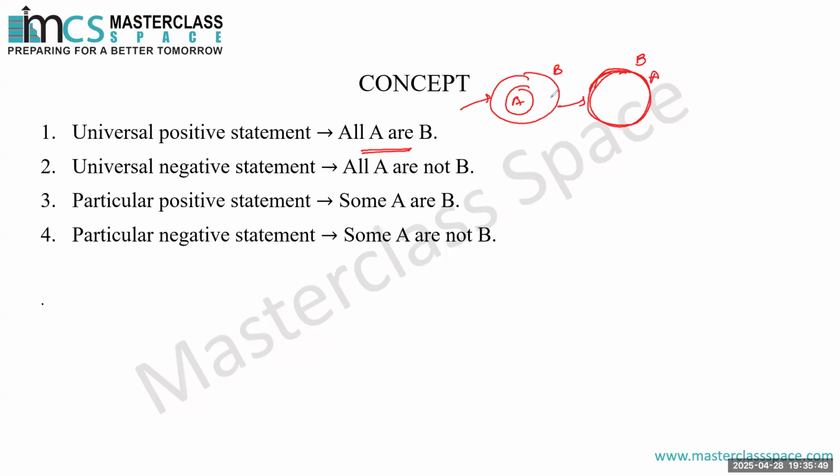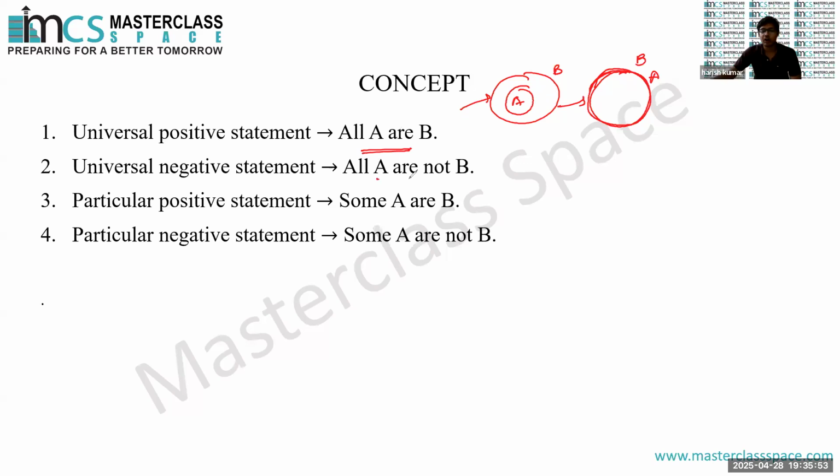Yes, sir. Right. Now, sometimes we say all A are not B. It means that there is no connection between A and B. They are far apart, so not even one A is going to B. So this is all A are not B.